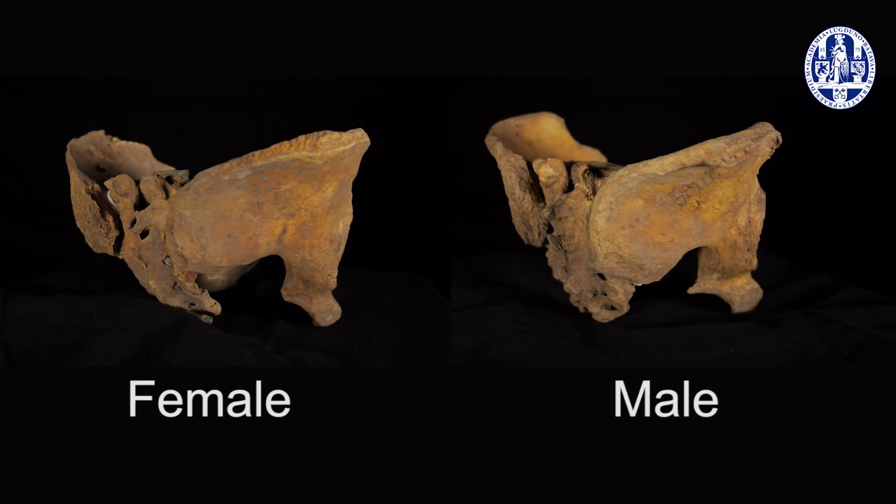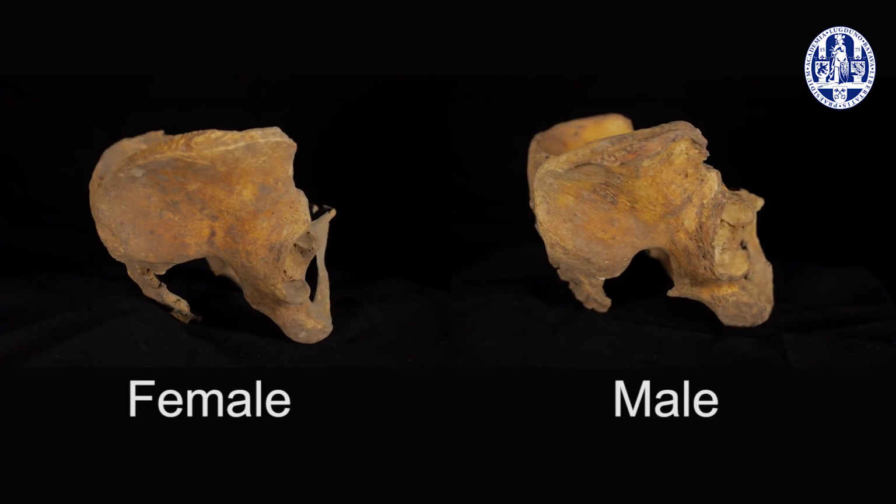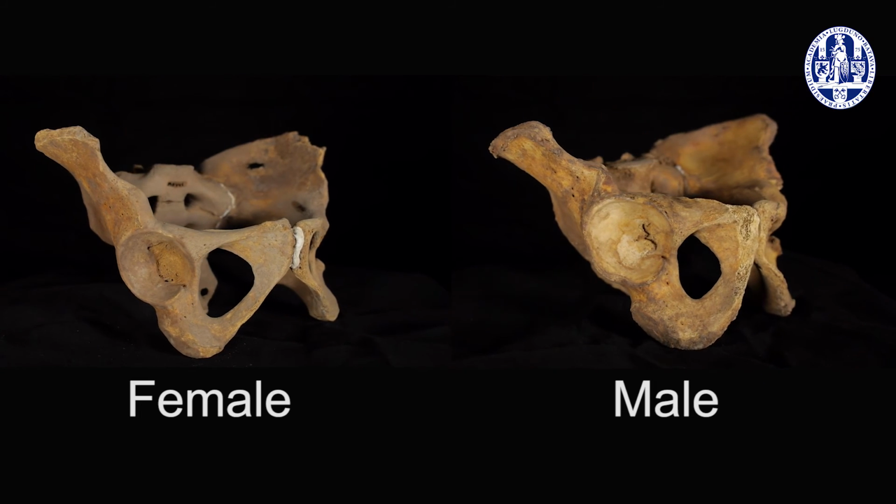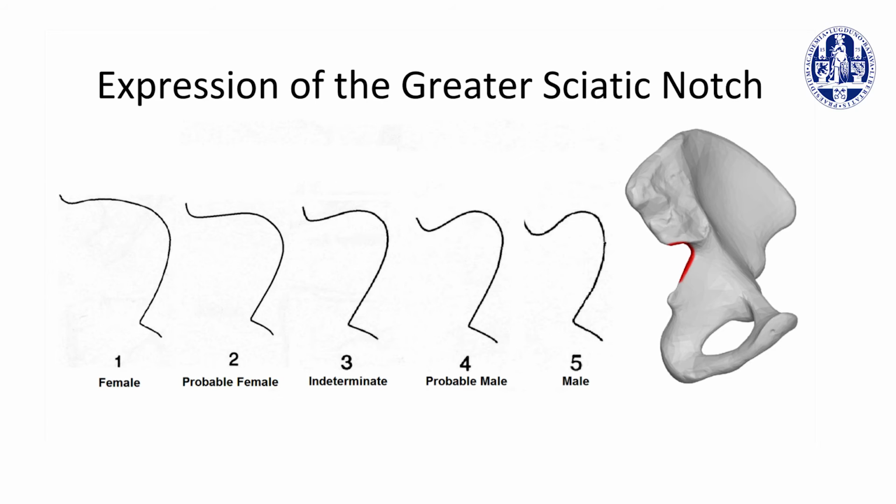There's a commonly observed trait called the greater sciatic notch. This, again, is typically wider in females than in males. And here you can see the gradations of that trait on a 5-point scale from very female to very male.